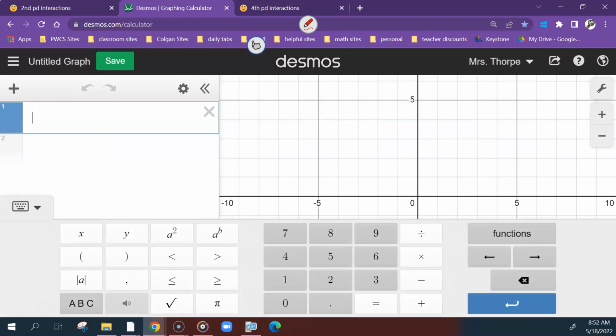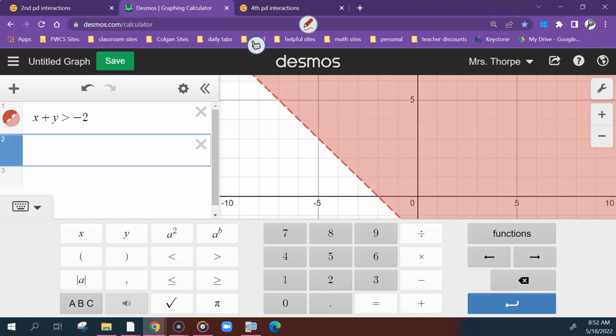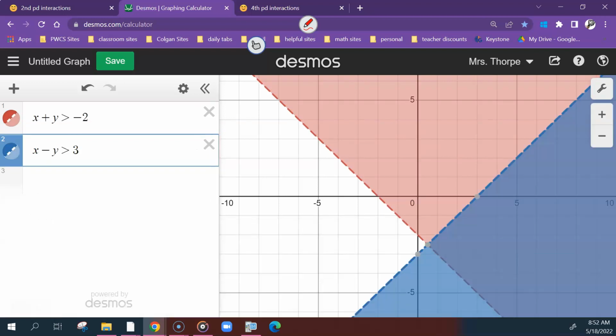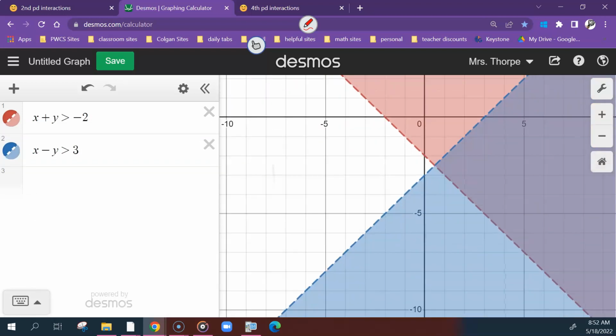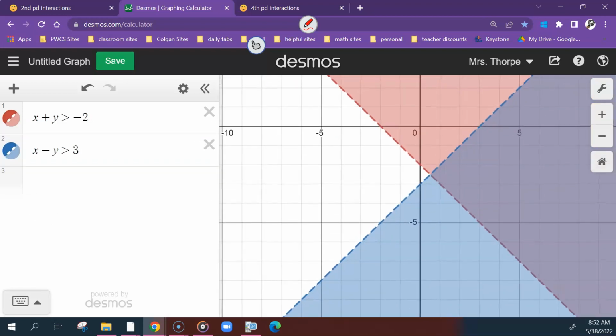Read off the inequality for 16. X plus Y greater than what? Negative 2. And then X minus Y greater than negative... I mean, not negative 3. Greater than 3. Yeah, just 3. So this will show you where these lines would be drawn and where the overlapping region is.